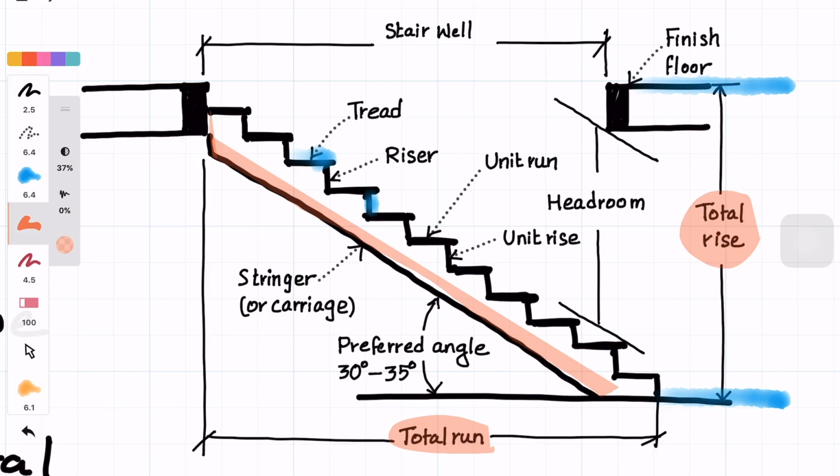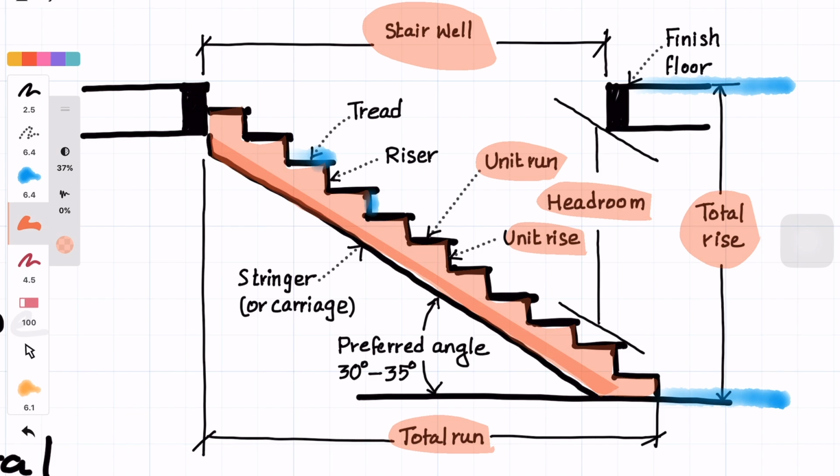The supporting elements include the stringer on the sides. The stairwell is the total opening for the stairs. The adequate headroom is the clearance above for safe movement. The step dimensions are expressed as unit rise and unit run.